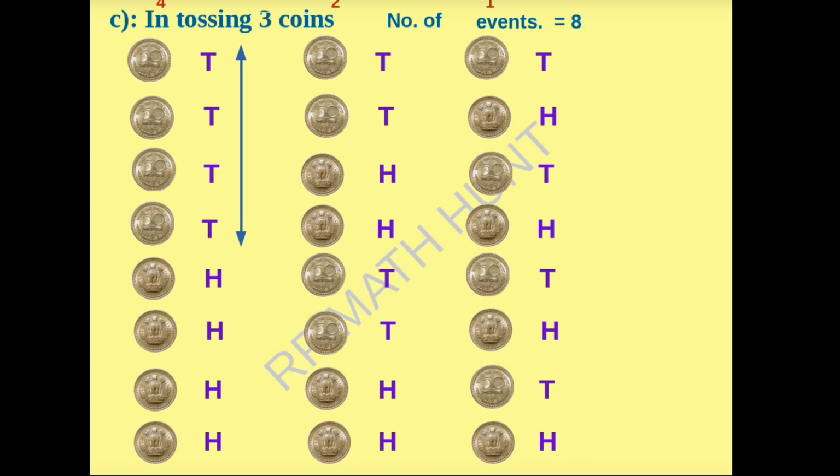4, 2, 1. What does 4, 2, 1 mean? Observe carefully. Yes, in the first column, 4T is followed by 4H. In the second column, 2T then 2H, 2T, 2H. Again, in the third column, 1T, 1H. This is written arithmetically to remember very well.